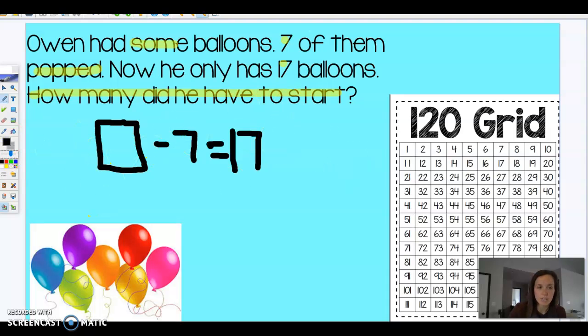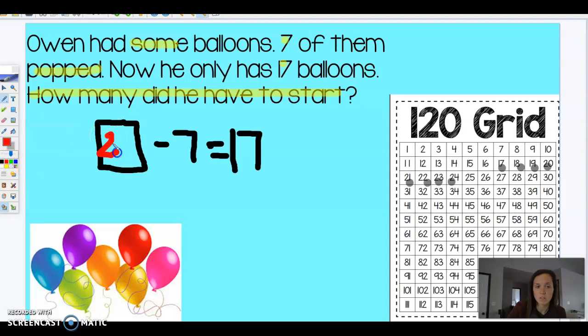Okay, here's how we're going to solve this. Let's go to 17. And since these are on the opposite sides of the equal sign, these two numbers, this means I can do the opposite sign of subtraction, and I'm going to do addition. So I'm going to go to 17 and take 7 away. I'm sorry, I'm going to go to 17 and add 7. 1, 2, 3, 4, 5, 6, 7.